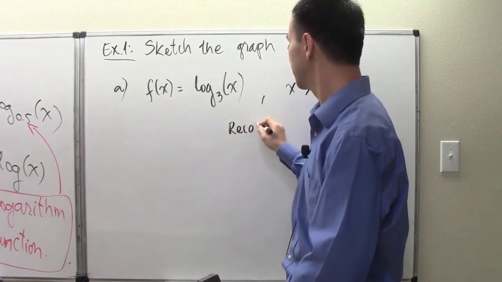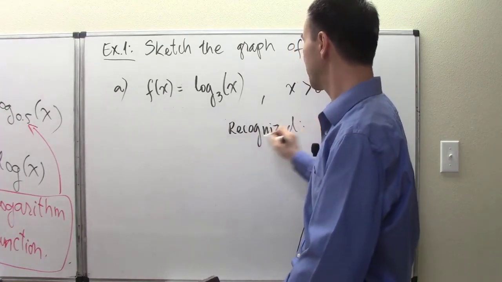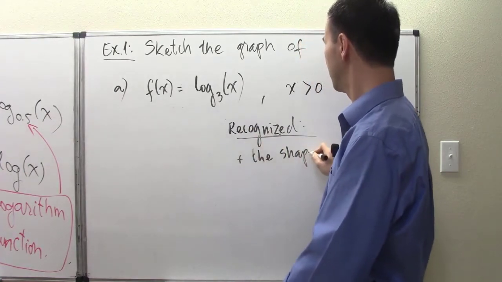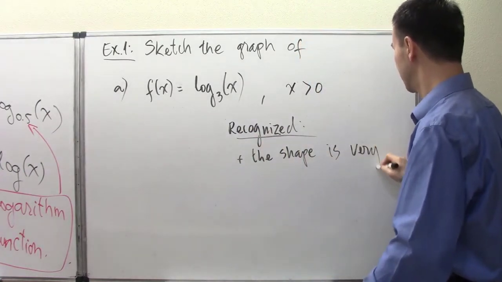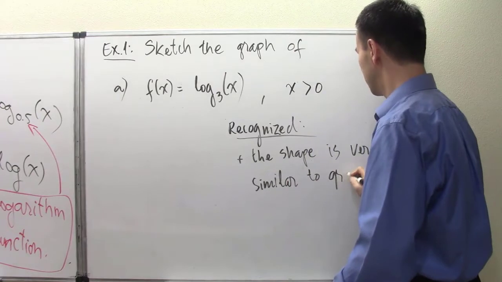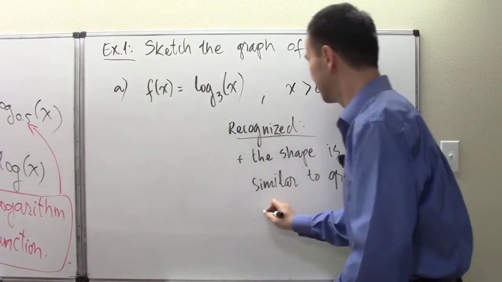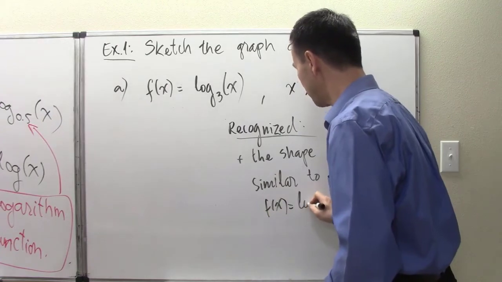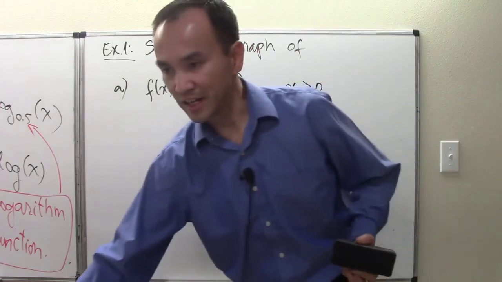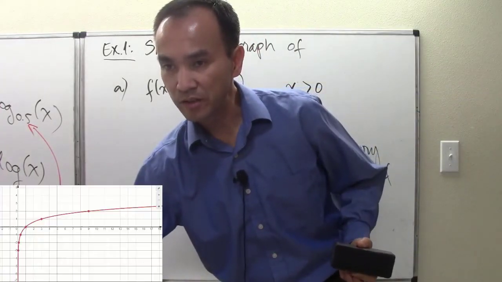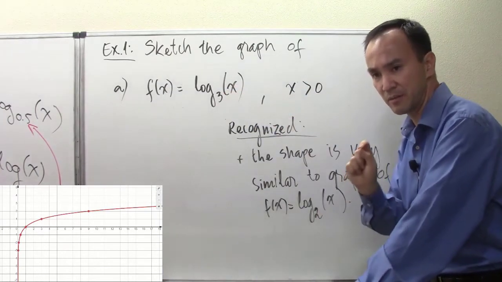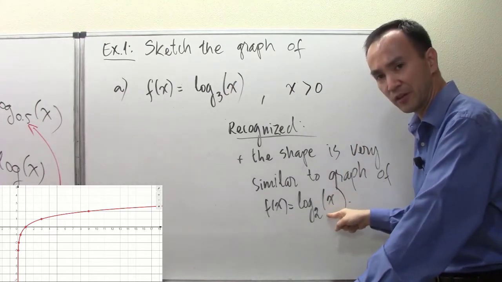We recognized, just take note of what we recognize right there. The shape is very similar to the graph of f of x equals log base 2 of x. That's one of it. Allow me to keep the graph here in the corner of the screen. It's that shape right there, very similar to the one that we had earlier for log base 2 of x.